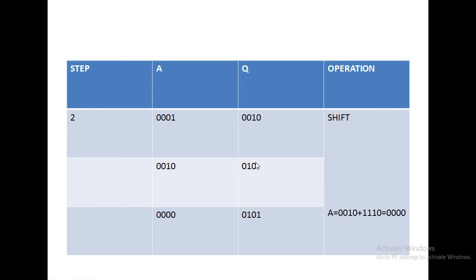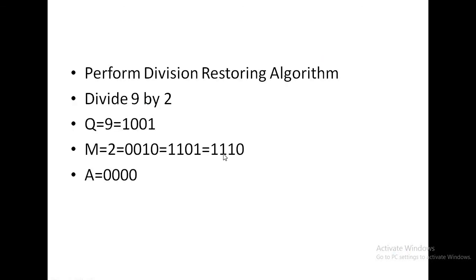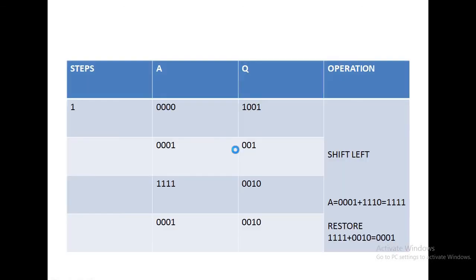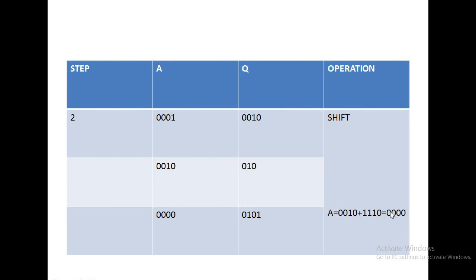Then what is the operation? A is equal to A minus M. It is the same as A is equal to A plus 2's complement of M. So this is A, 000M, plus this is the 2's complement of M, 1110. So the result is 4 zeros 010. Then check the sign of A. The MSB bit is 0.